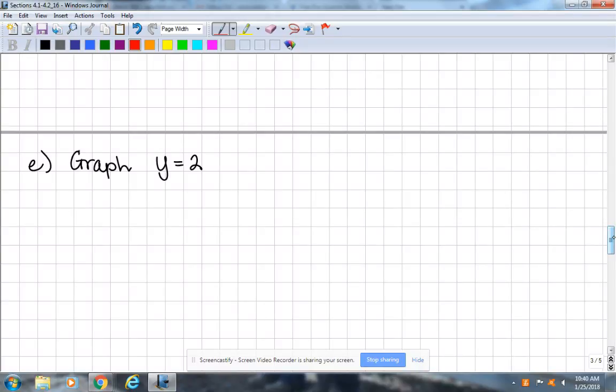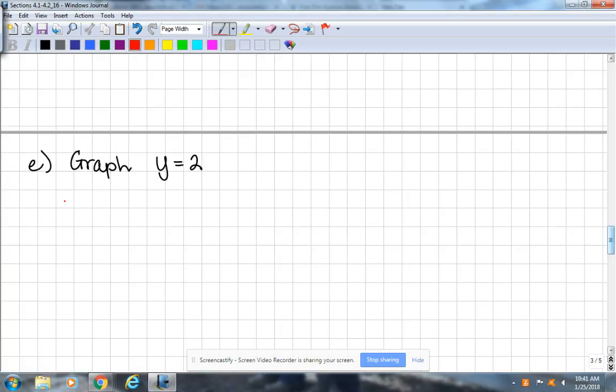It's always going to be straight. All lines are straight. Well, except for when I draw them. Mine are crooked. Yes. What this means is we're going to have a graph that crosses the y-axis at 2. There are no x values. Okay? So, there will be x values, but there's no x in the equation.